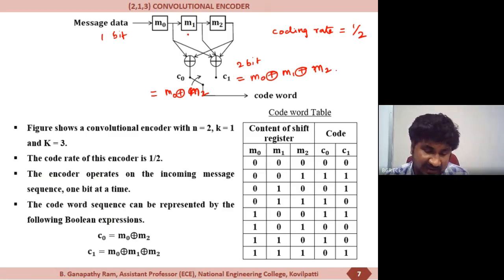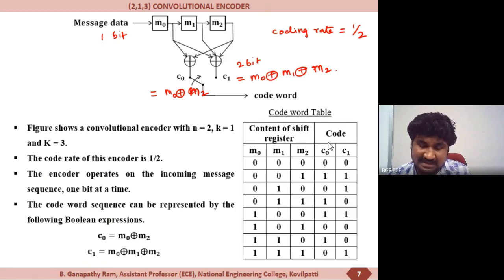As 3 bits or 3 shifts are involved in the generation of C1, the constraint length of this convolutional encoder is 3. And the encoder operates on the incoming message sequence 1 bit at a time. So let us define the code word table. The content of the shift register consists of 3 bits, M2, M1 and M0, and the corresponding code words produced by the encoder are C0 and C1.